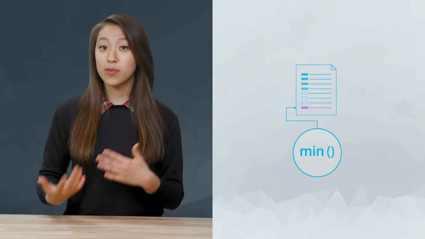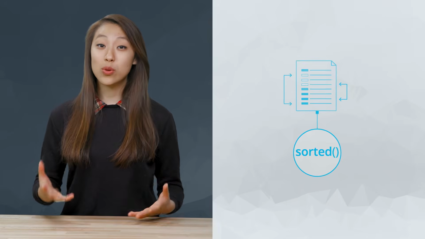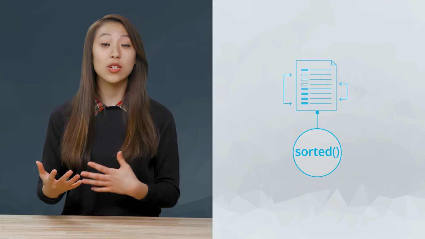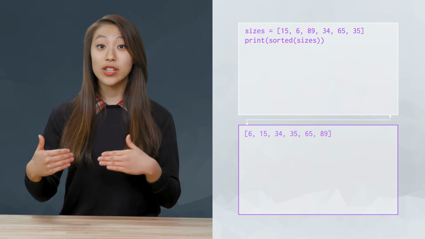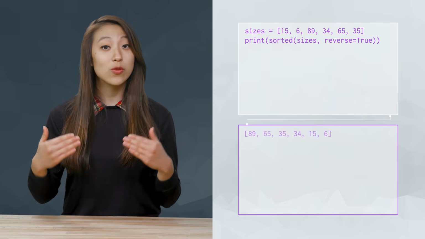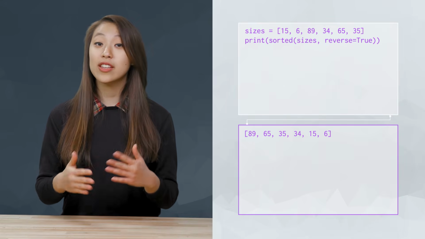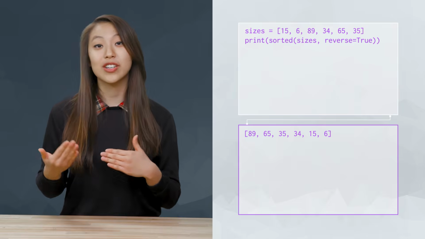Min is the opposite of max and returns the smallest element in a list. Sorted returns a copy of a list in order from smallest to largest, leaving the original list unchanged. Here, for a list called sizes, the order is ascending. You can sort from largest to smallest by adding the optional argument reverse equals True. Now the order is descending.